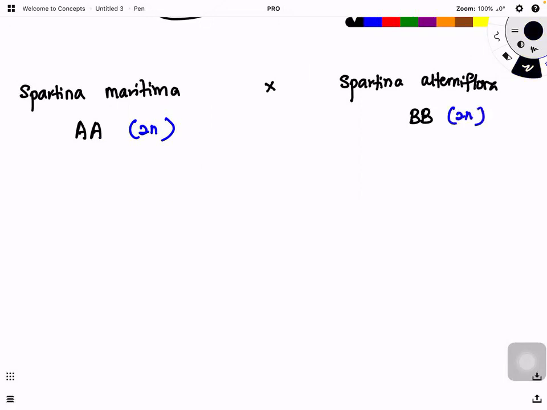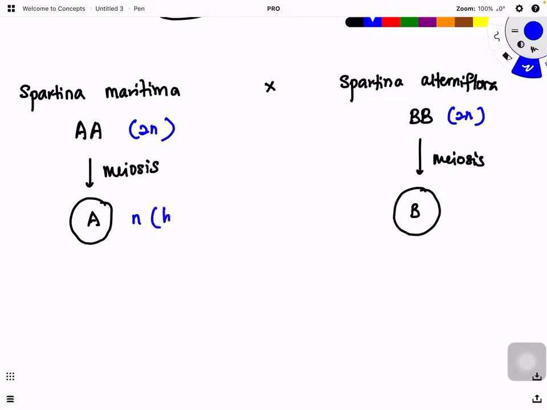If meiosis takes place, they will produce gametes. This one is n, only one set, the A chromosomes, the whole set. Let's say for example, humans, 23 chromosomes, so 23 of them I put as A. When meiosis takes place on the other, you get B. This is n because it is a haploid gamete.